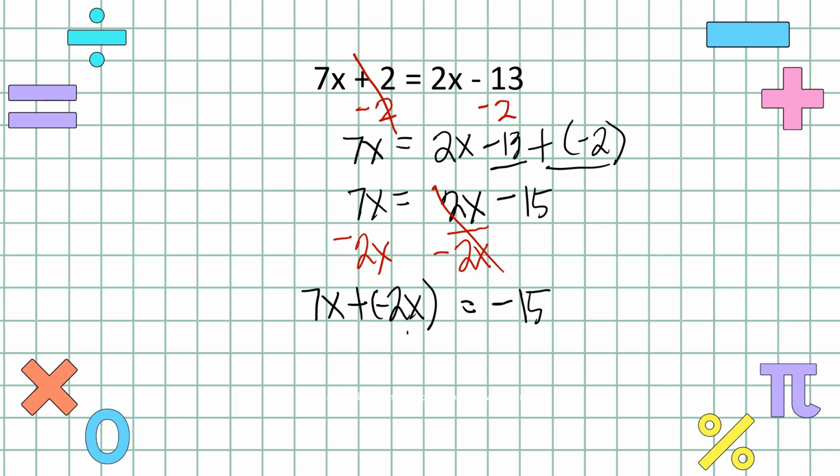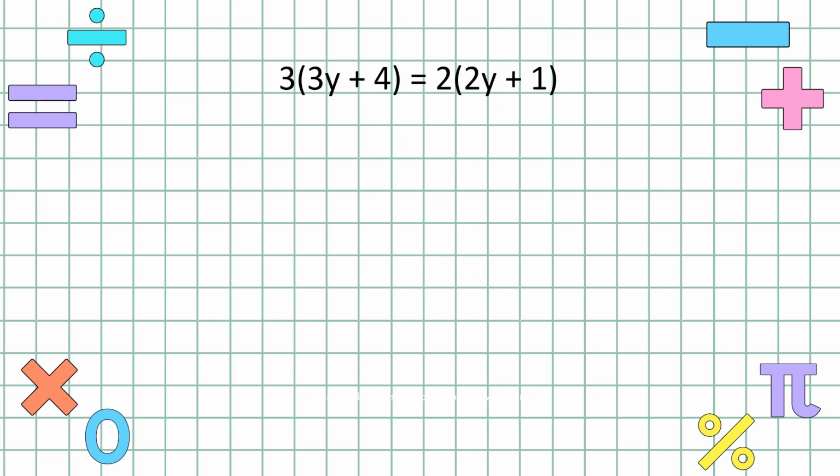And finally, we can do simplification here, 7x plus negative 2x. So 7 minus 2, or 7 plus negative 2, is positive 5. Copy the common variable, 5x equals negative 15. And for our last step, since we still have a constant beside our variable, we divide by that constant, which is 5. And that gives us x is equal to negative 3. And that's it for our second example.